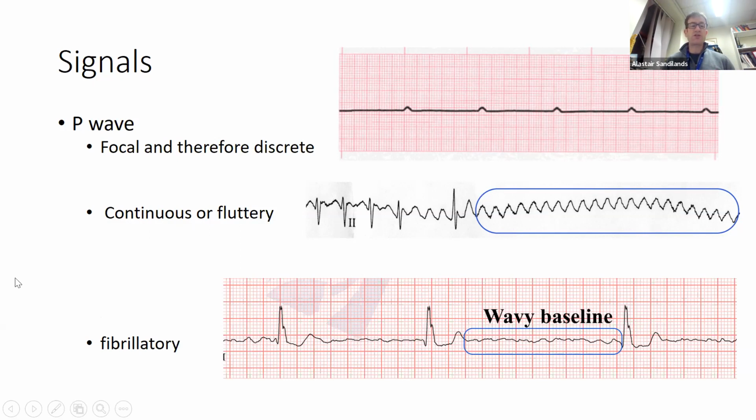Okay, so that's a different sort of P waves that we're looking for. Is the atrium involved? Are the P waves discrete? And I'll show you some examples. Is it continuous or fluttery, suggestive of atrial flutter? Again, you look at the inferior leads to see this sawtooth pattern in the best way. Fibrillatory, V1 is the best place to look at.